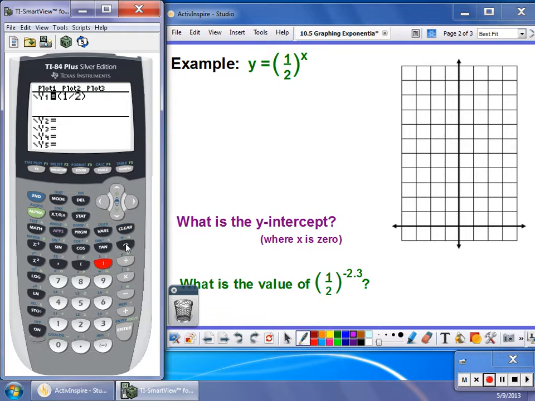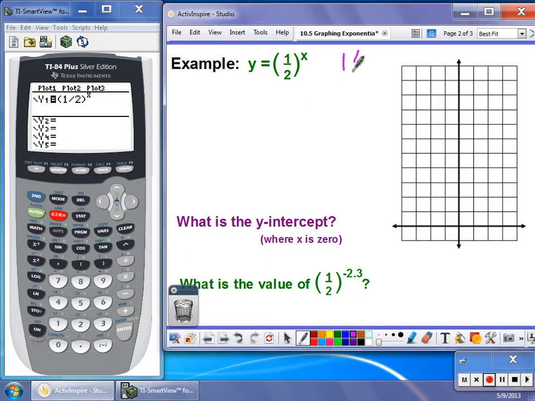Close your parentheses and then raise it to the x power. If I were to type it in just like this and I did 1 divided by 2 and raise it to the x power, then the exponent's only being applied to my denominator here. Okay? So I don't want that to happen. That's why I put the whole thing in parentheses, because I want it to apply to the entire fraction.